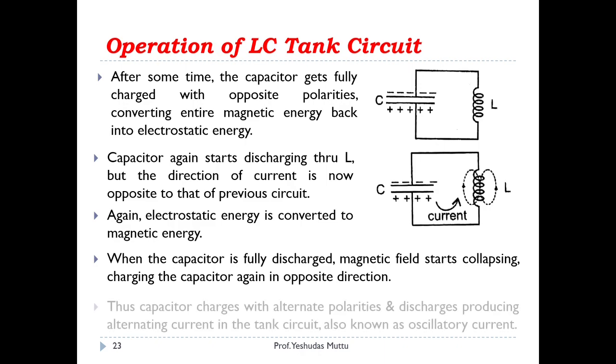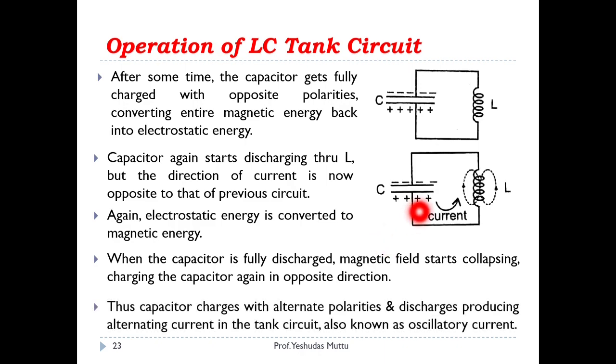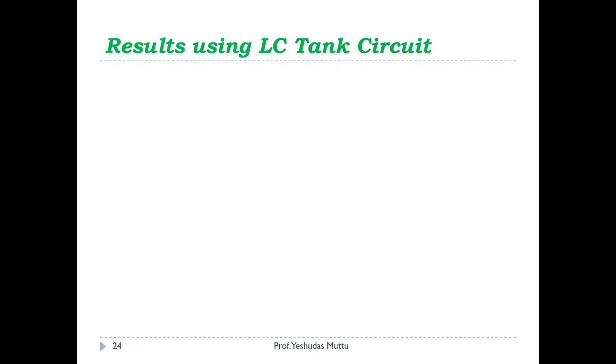So what do we notice from this? The capacitor which was initially charged in one direction has now got charged in the opposite direction, which means the current which was set up in the circuit is nothing but an oscillatory current. It is termed as oscillatory current or alternating current.